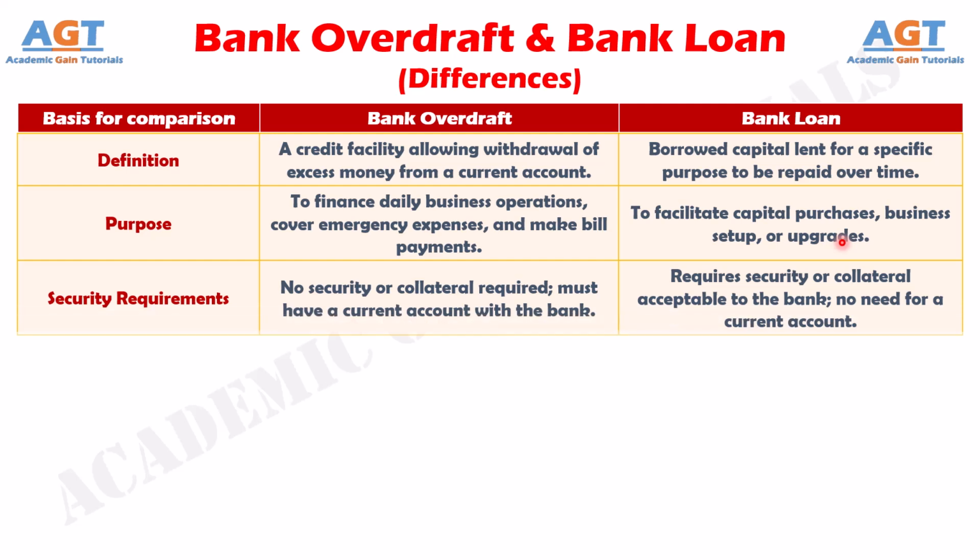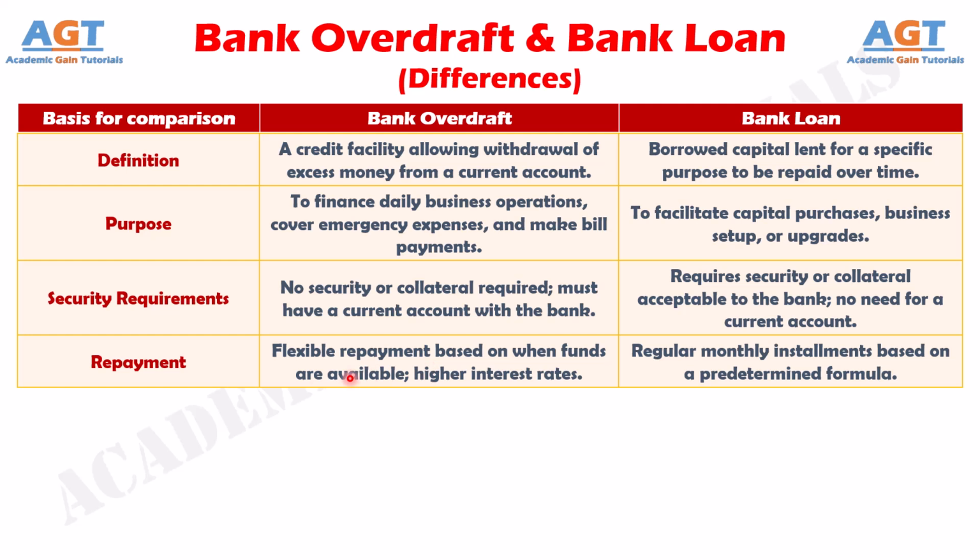Number 3. No security or collateral is required for a bank overdraft, and it must have a current account with the bank, whereas a bank loan requires security or collateral acceptable to the bank without the need for a current account. Number 4. Repayment for a bank overdraft is flexible based on when funds are available and typically has higher interest rates, whereas bank loan repayment is made through regular monthly installments based on a predetermined formula.